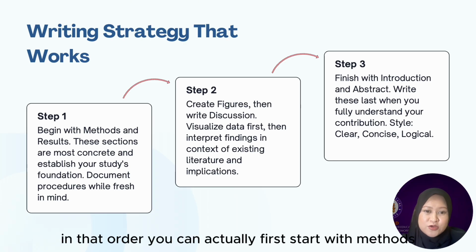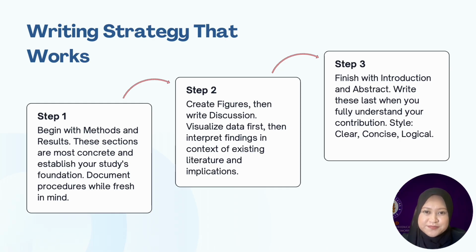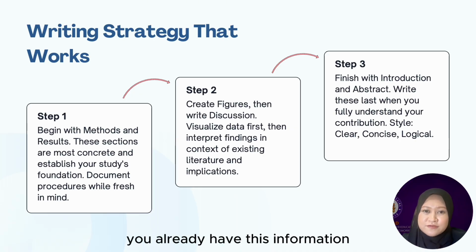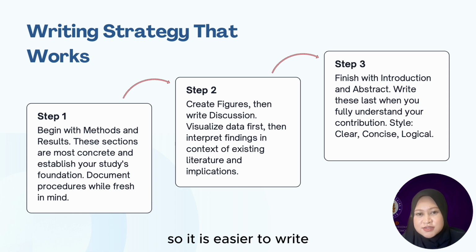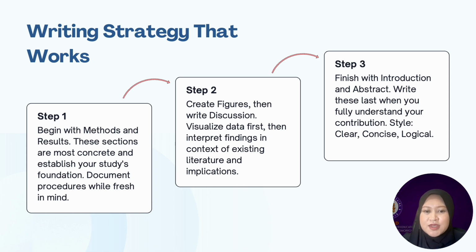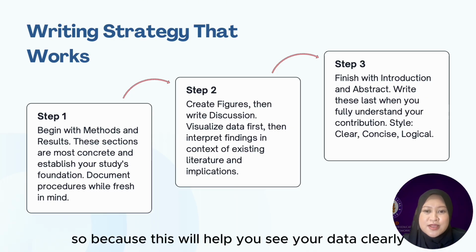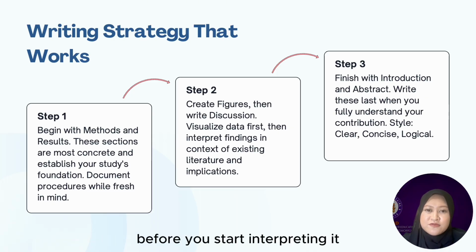paper in that order. You can first start with methods and then results, because these are the most straightforward. You already have this information, so it is easier to write. And then after methods and results, you create your figures and tables, because this will help you see your data clearly before you start interpreting it.